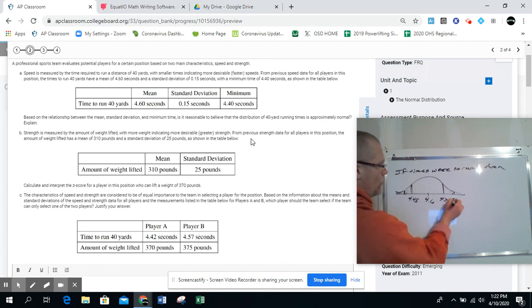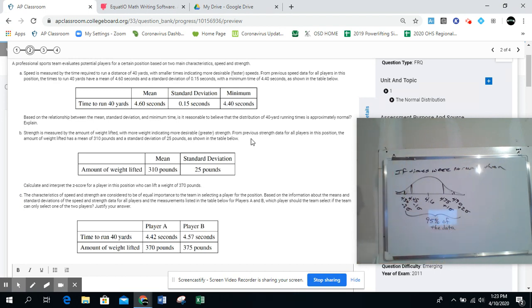So this would be 4.90, and this would be 4.30. So this is going to be plus 1 standard deviation. This is minus 1 standard deviation. This is minus 2 standard deviations. This is plus 2 standard deviations. So altogether, by the empirical rule, this is 95%. If it was normal, that's 95% of the data.